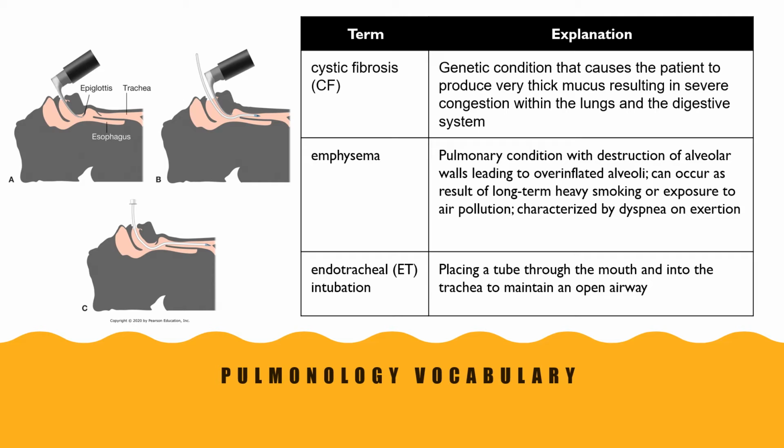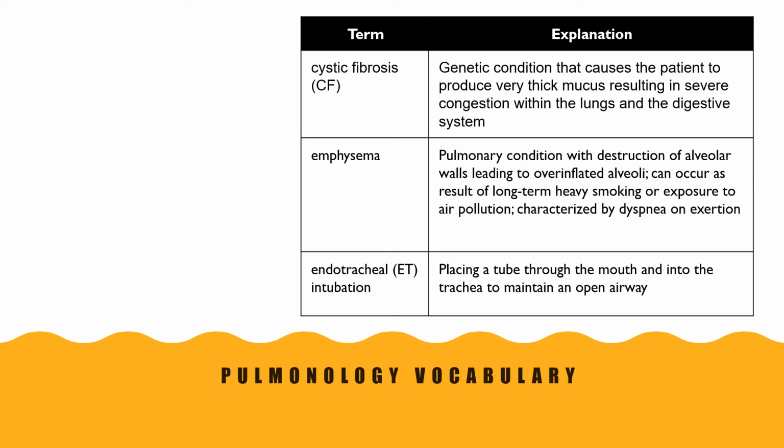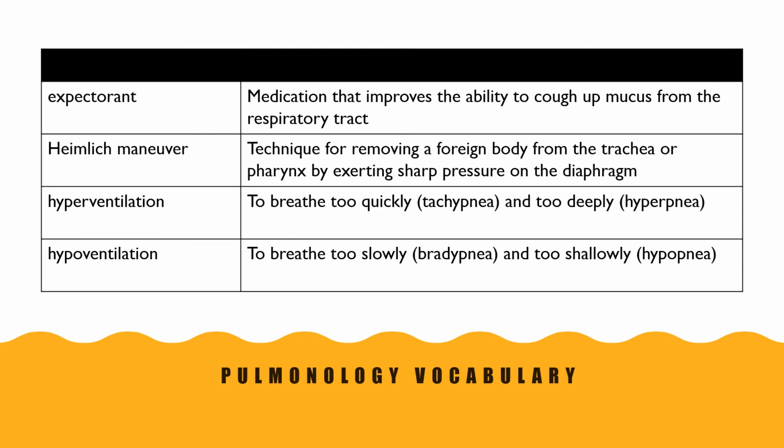And an endotracheal intubation, or ET tube, is placing a tube through the mouth and into the trachea to maintain an open airway. An expectorant is a medication that improves the ability to cough up mucus from the respiratory tract. The Heimlich maneuver is a technique for removing a foreign body from the trachea or pharynx by exerting a sharp pressure on the diaphragm. Hyperventilation is to breathe too quickly and too deeply, while hypoventilation is to breathe too slowly and too shallowly.